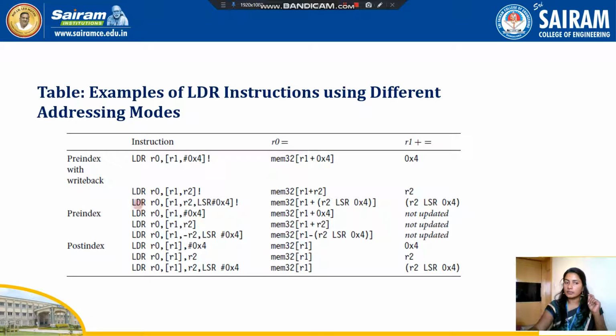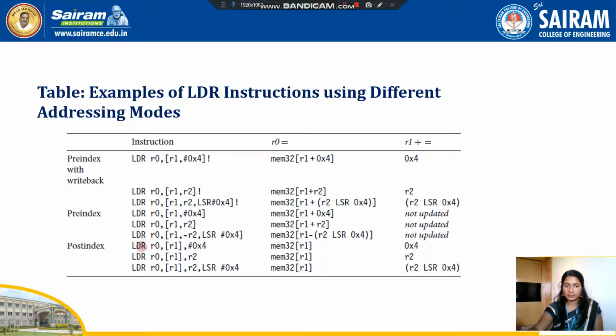Then whether we have to update R1 or not? Yes, we have to update, so we will add this to R1. Next, pre-index. In pre-index, LDR R0, [R1, #4]. Here also memory is R1 plus 4, which is given here. Then whether we should update R1? No, we need not update. For pre-index we need not update R1 in all three instructions.